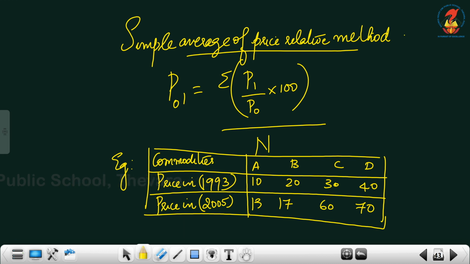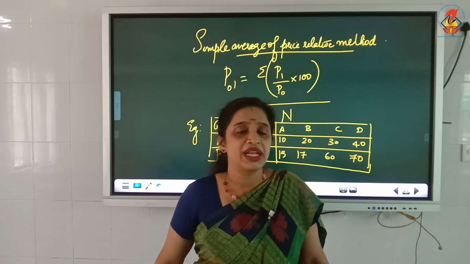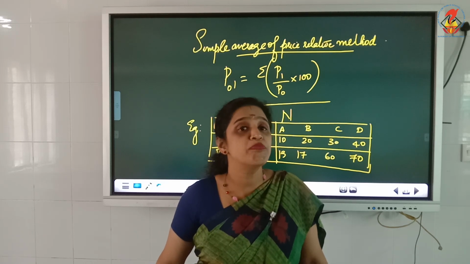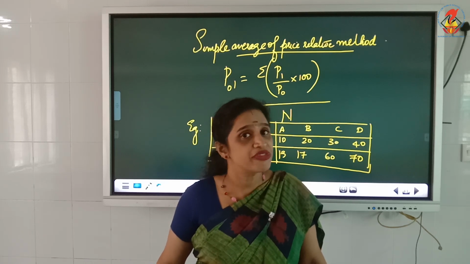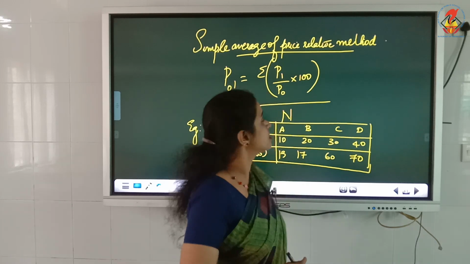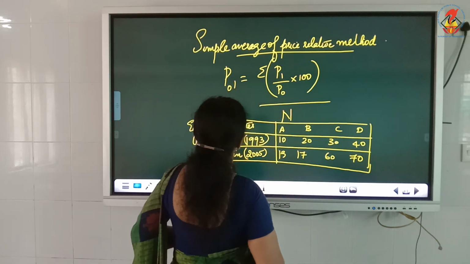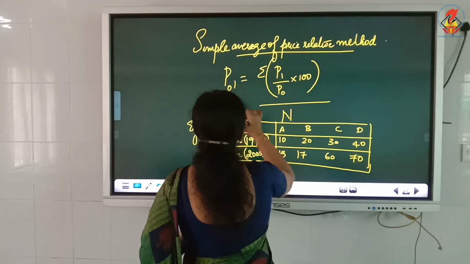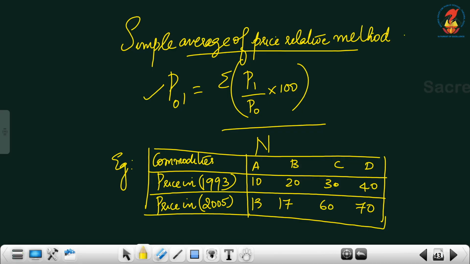Now we will move on to the next one under the unweighted or simple index number. The next method is the simple average of price relative method. What is meant by the simple average of price relative method? According to this method, P01 is equal to sigma of P1 by P0 into 100, divided by n. N is the number of items.